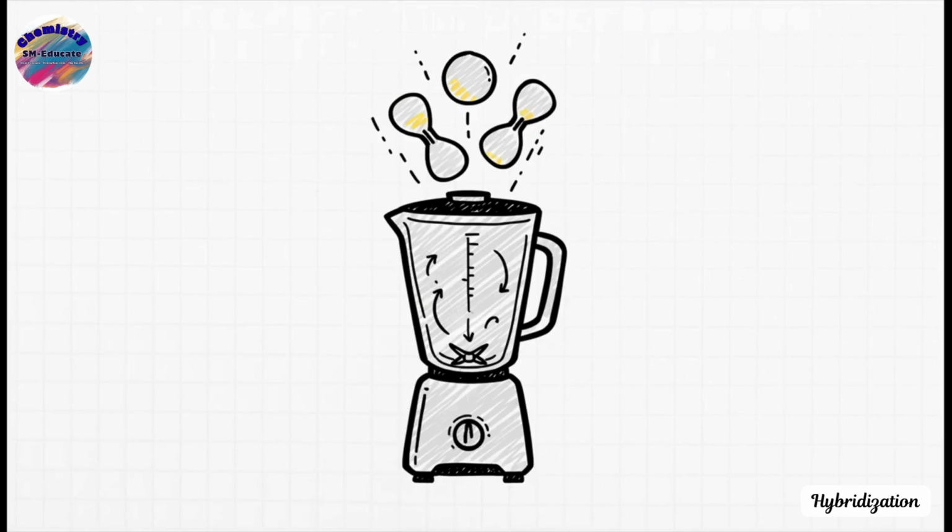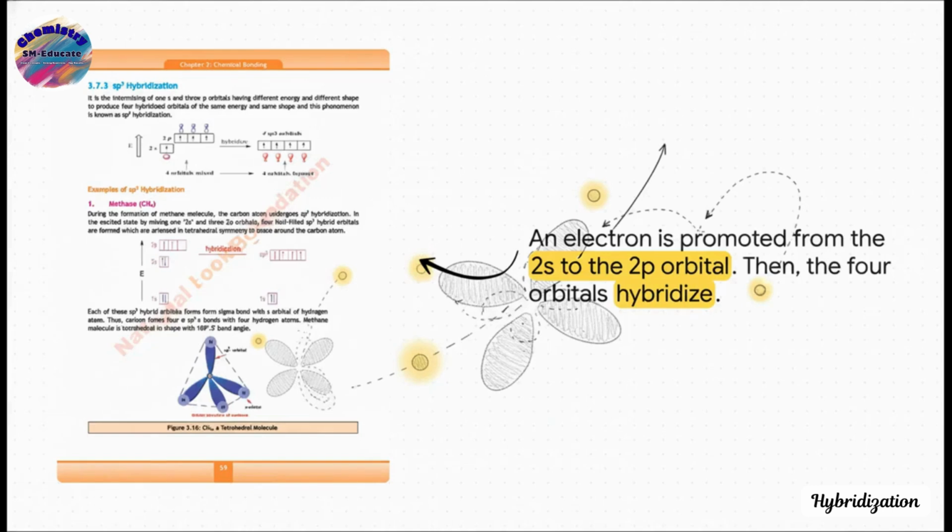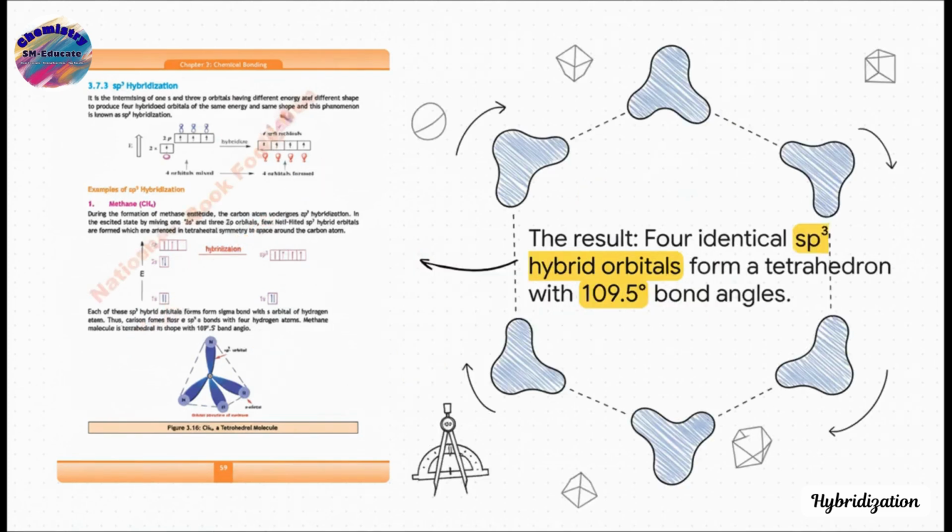For methane, the carbon atom takes its 1 2s orbital and all 3 of its 2p orbitals and, you guessed it, throws them all into an atomic blender, so to speak. And you can see the process right here. First, the atom uses a little bit of energy to kick an electron up from the 2s orbital to an empty 2p orbital. Now it has 4 unpaired electrons, which lets all 4 of those orbitals mix together into something new. And the result? It's just pure geometric perfection.